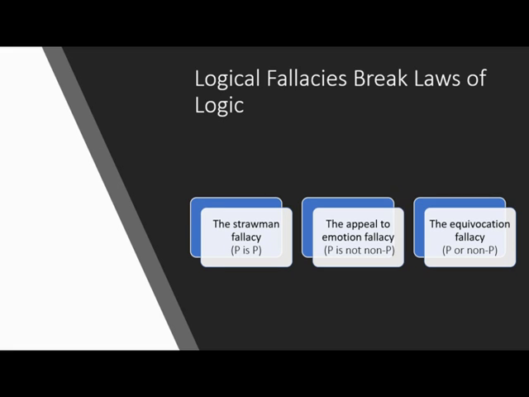The appeal to emotion fallacy is when a person is attempting to persuade people by stirring powerful emotions rather than making a logical case, where often contradictory statements are made. This fallacy breaks the second law of logic, which is P is not non-P, because emotional statements tend to lead to contradictions. The equivocation fallacy is shifting from one meaning of a word to another within an argument, and violates the third law of logic, which is either P or non-P, because the statement has changed to another meaning before it's shown to be true or false.